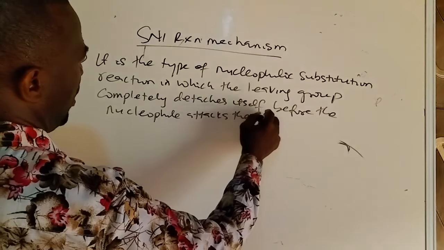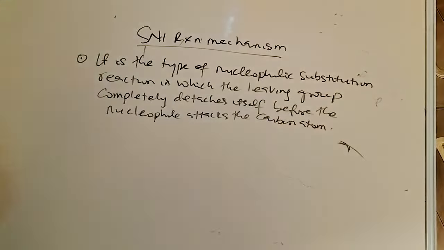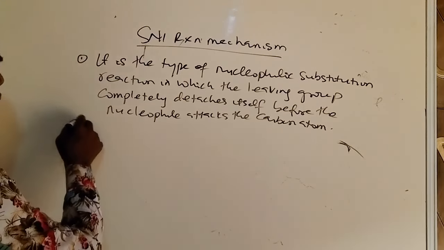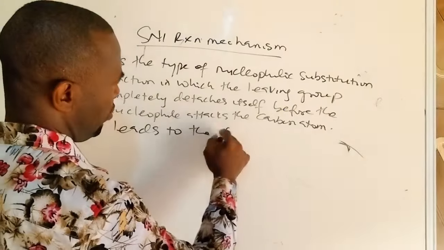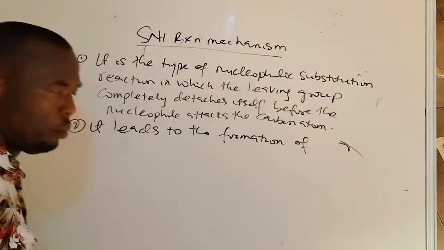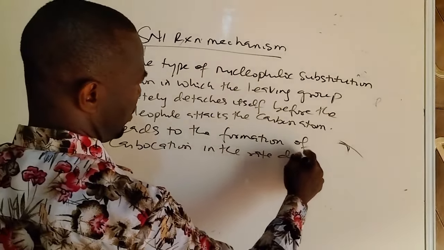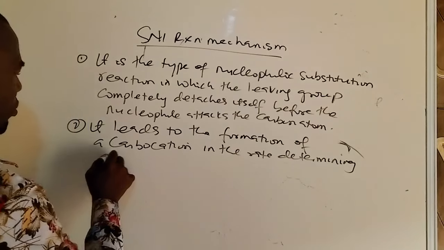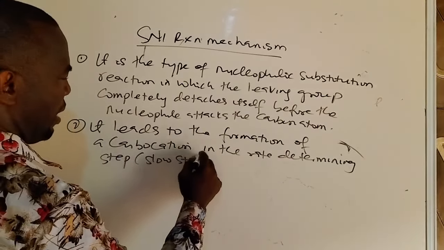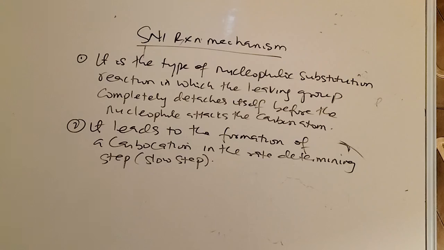attacks the carbon atom. So in this reaction, the leaving group is unlike SN2. In SN2 reaction, both the bond making and the bond cleavage occur at the same time. But in this one, the leaving group completely detaches itself before the nucleophile comes in to attack the carbon. Number 2, it leads to the formation of a carbocation in the rate determining step or slow step of the reaction. So it gives rise to a carbocation, unlike the SN2 reaction mechanism.